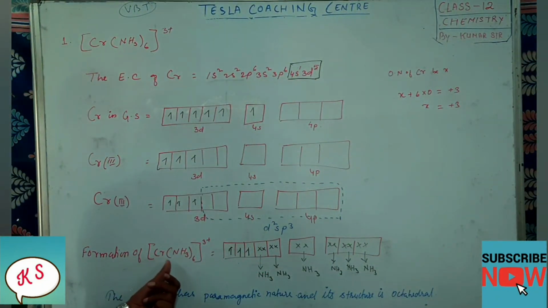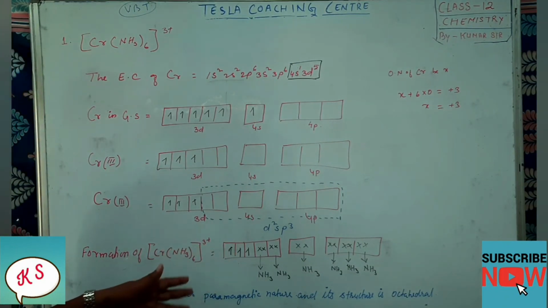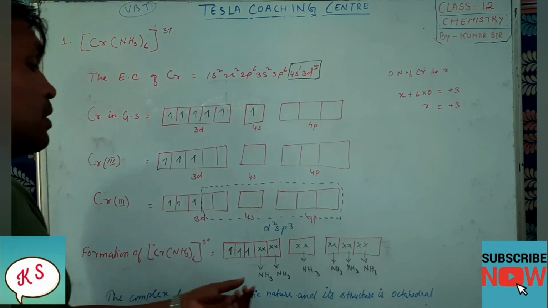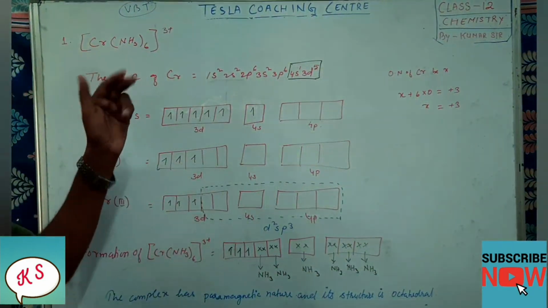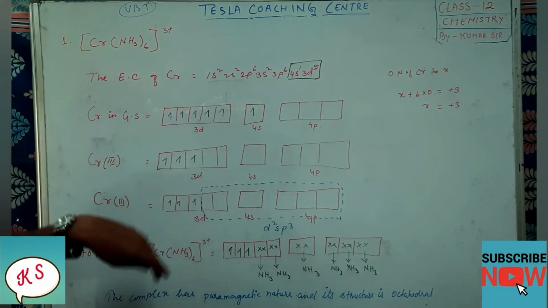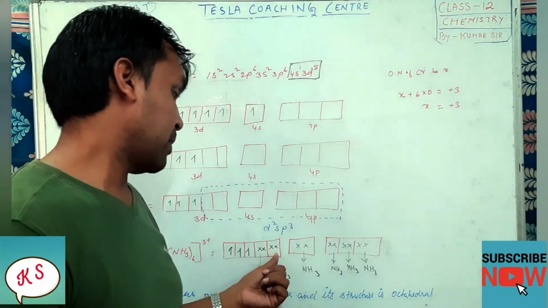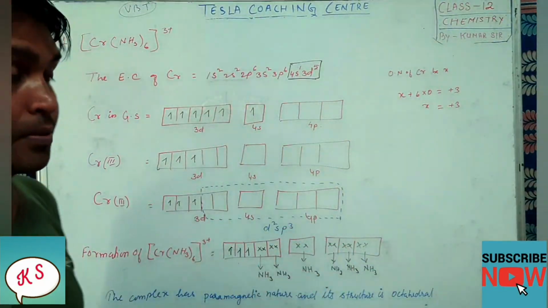Next, the formation of [Cr(NH3)6]3+. What we are doing in the next step: in all these empty boxes you have to write XX. That means both the electrons will be contributed by the nitrogens to form a coordination bond. So it is forming with nitrogen, NH3, NH3, NH3, NH3, NH3. It has formed coordination bonds.